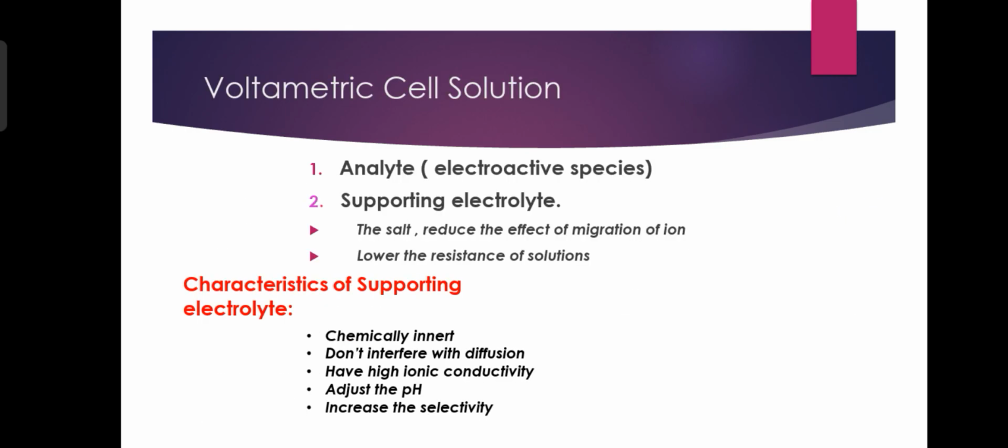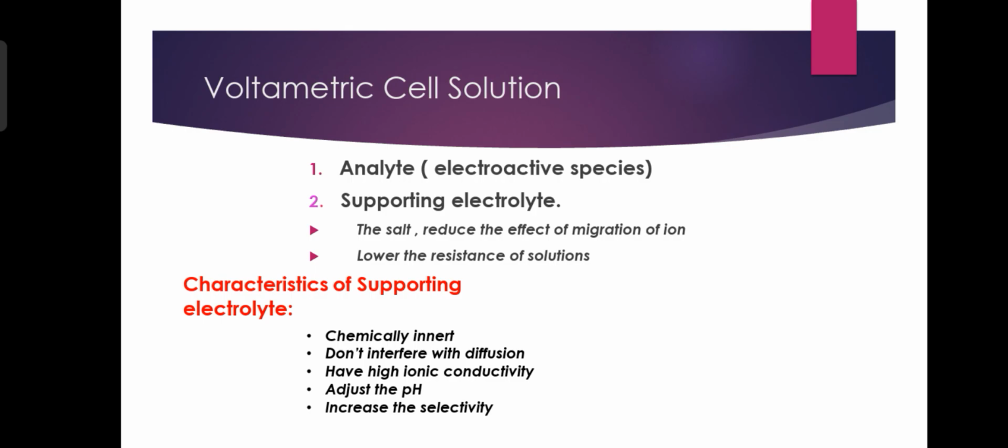Next, the voltammetric cell solution. There are two types of cell solution. The first is our given sample, and the other is the supporting electrolyte. The given sample should be an electroactive species, not an electroinactive species, and the supporting electrolyte is just a salt like KCl, KNO3, NaCl, etc. It reduces the effect of migration of ions in the diffusion process and lowers the resistance of the solution, as it increases the ions in our electrolytic solution.